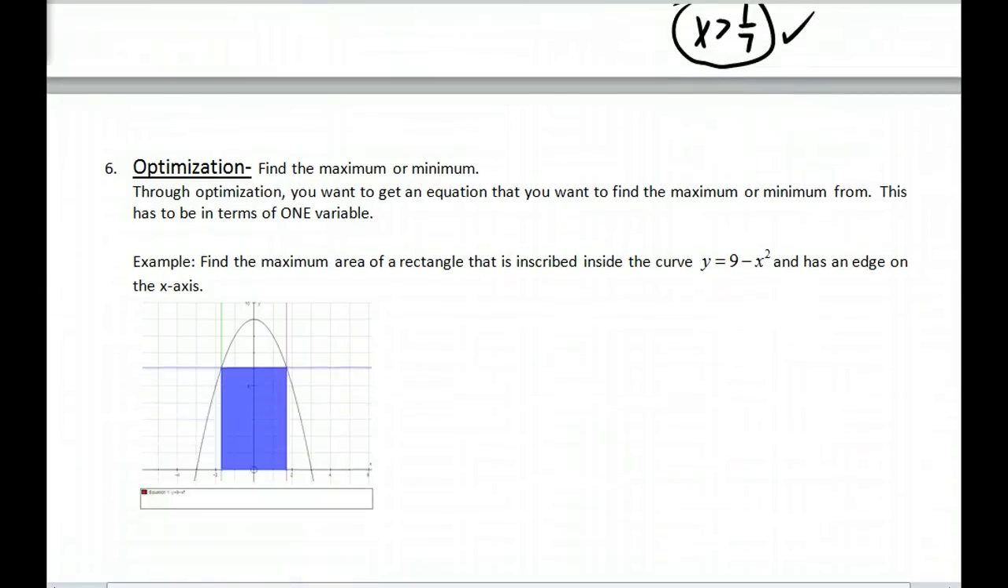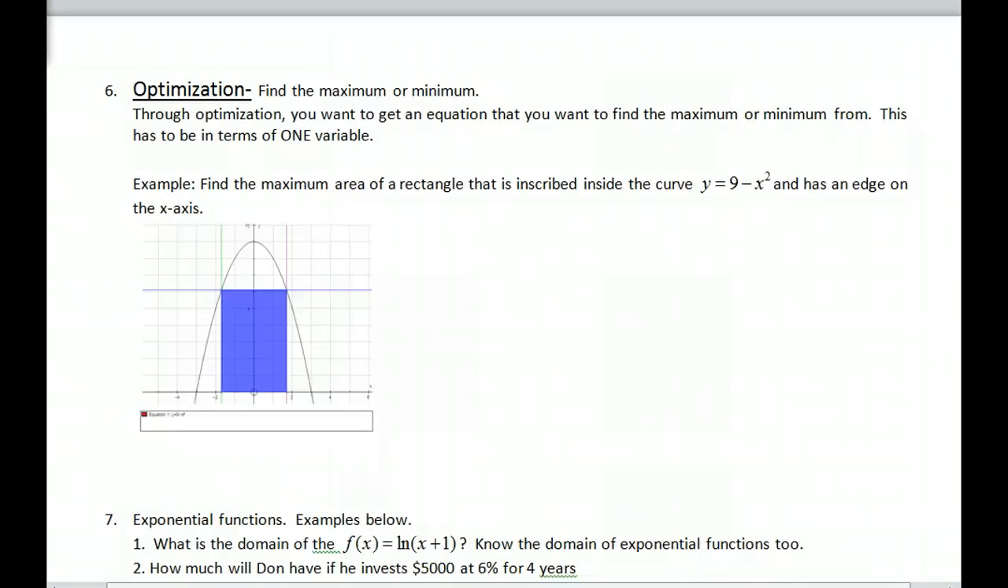All right, optimization. Find the maximum or minimum. With optimization, you want to get one equation, which we call the primary equation, and then we need a secondary equation, which will help us solve this. For instance, I want to find the maximum area of the rectangle that's inscribed, and I want it in the first two quadrants. Remember that this point is x comma 9 minus x squared.